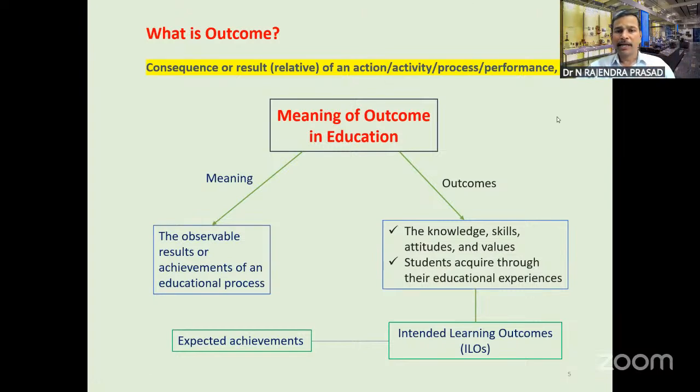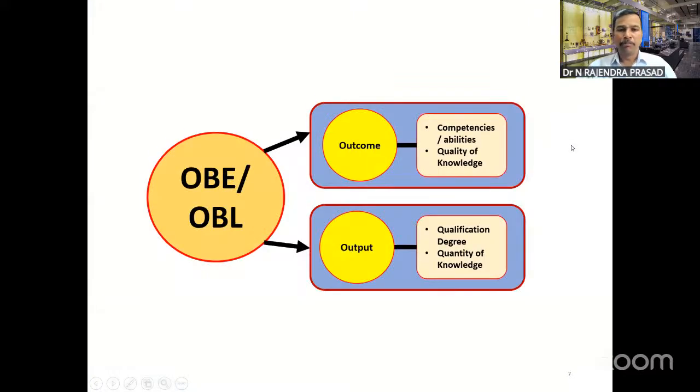One has to realize the meaning of outcome-based education apart from the outcome. I have put here two important components. You can see very simply, there are two components. One is outcome and another one is the output in the education system.